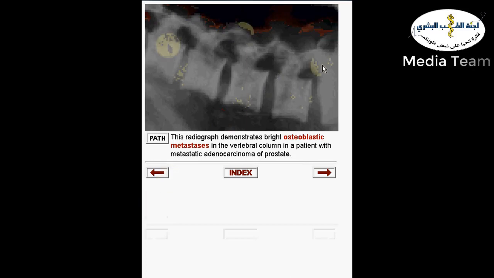Prostate cancer. Prostate cancer is the most common one to cause osteoblastic bone reaction and osteoblastic mets in the bone. Now, this is an example. This is the vertebral column, an X-ray for a patient with prostate cancer. Now, where's the mets? I appreciate it can be very hard for you. You need a radiologist to differentiate between what's normal and what's abnormal.